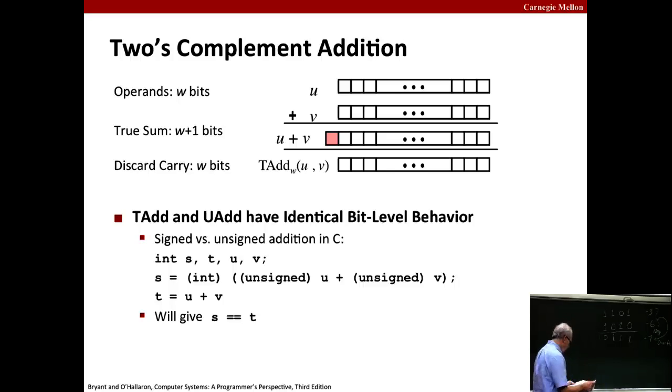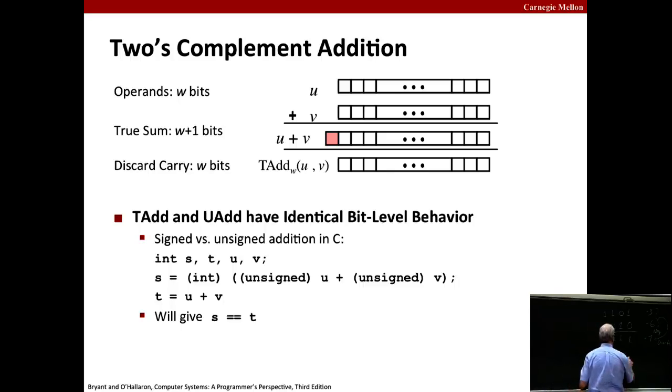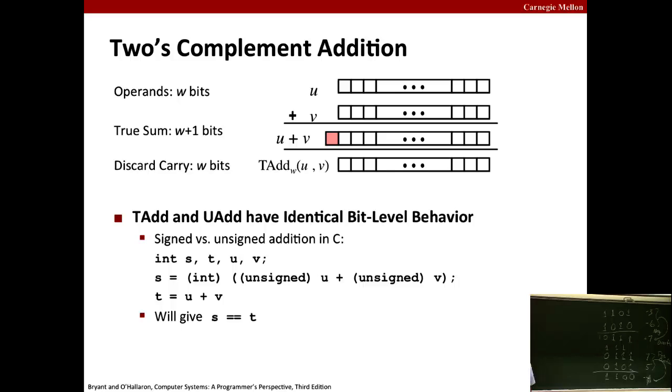And then going the other direction, if we had two large positive numbers, so if we had 7 and 5, we'll get minus 4. And so this is referred to as positive overflow. We've taken two positive numbers and added them together and gotten a negative result.